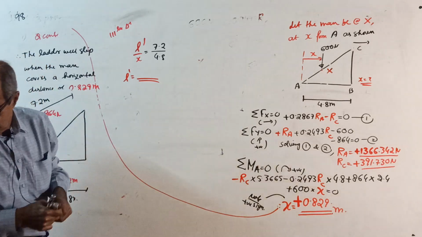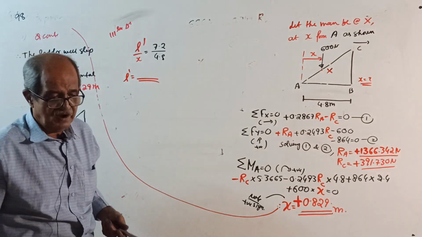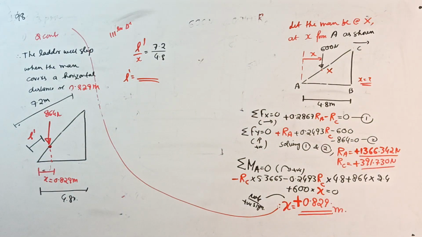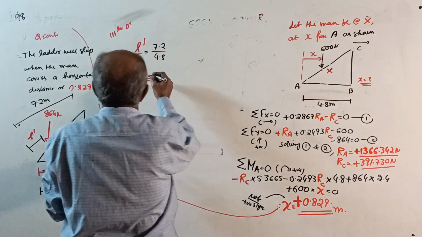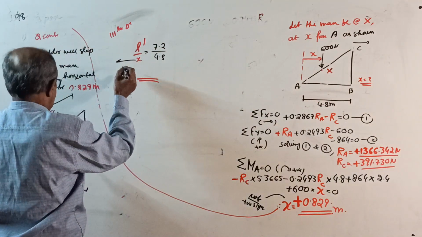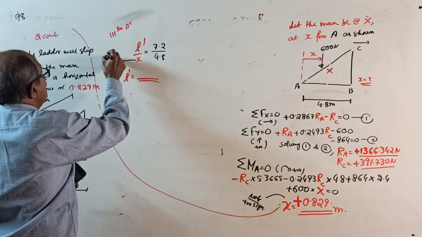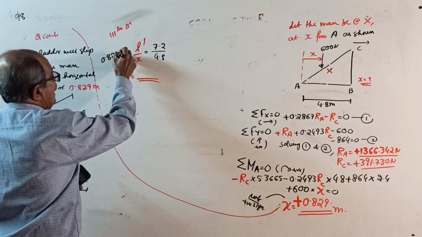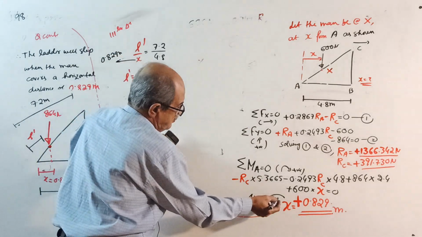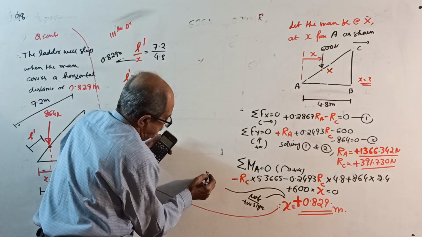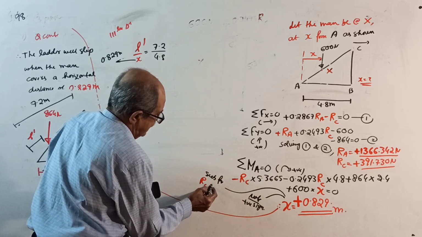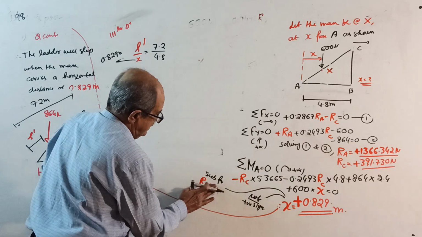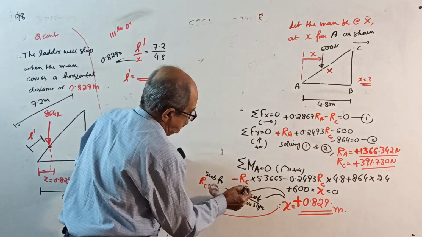That will be, there's a calculator here. 7.2, substitute x equal to 0.829 meter. I forgot to write one thing here. Substituting for RC and RB. If that much is not clear, don't study my class.